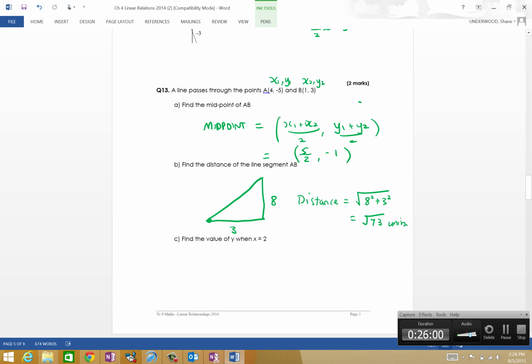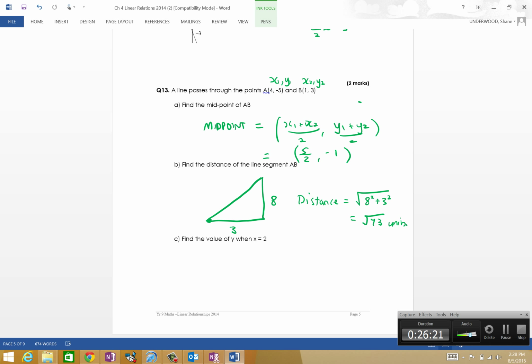If you gave me a decimal approximation, that's fine. But if you left it as square root of 73 units, then that's also fine. You don't have a calculator, so you'd have to leave it as that then. You've got the green calculator.